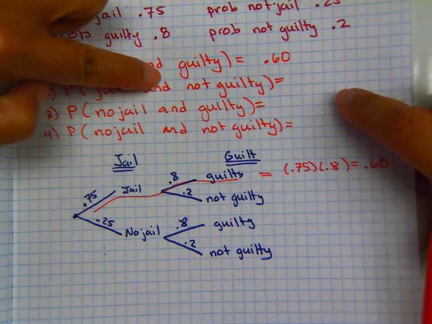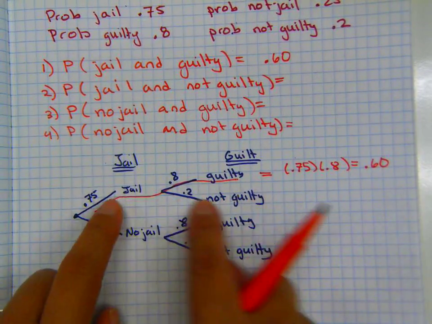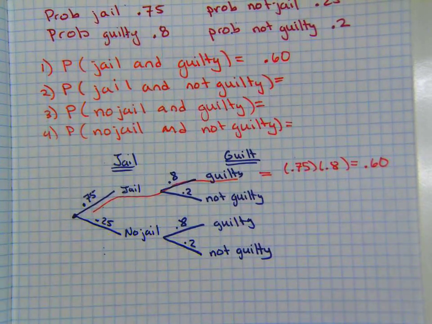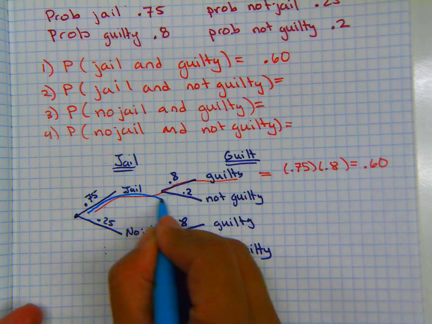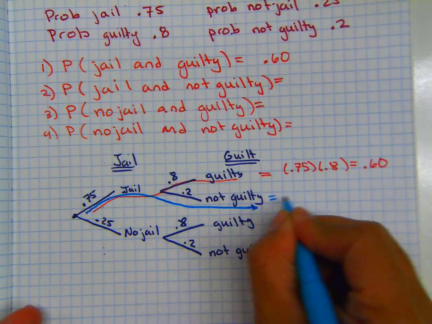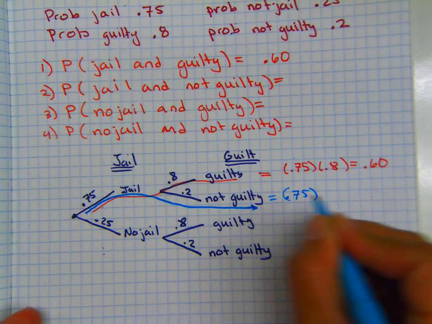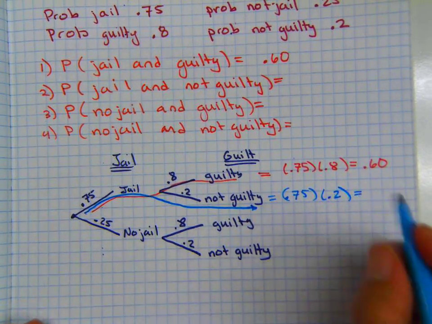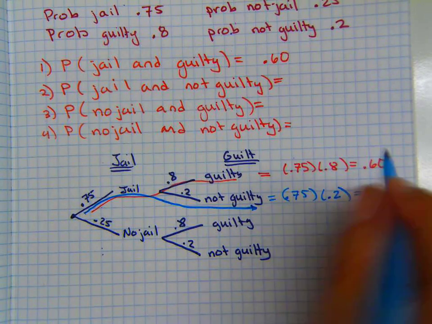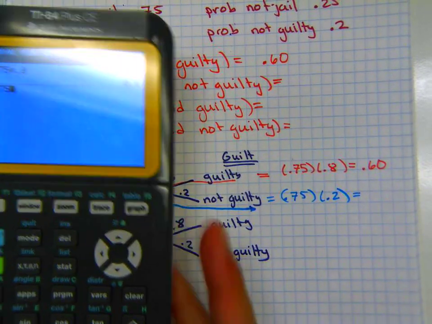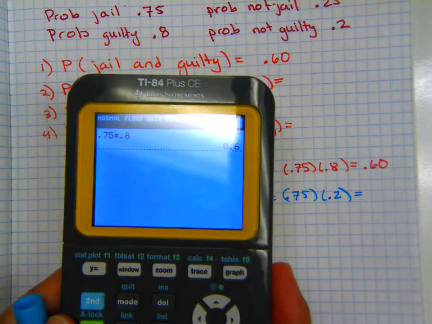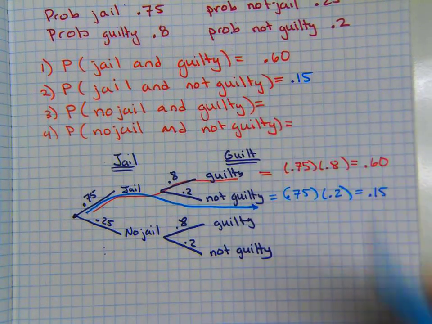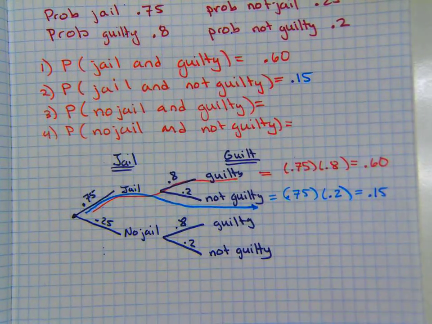Now, jail and not guilty, I just go to jail and not guilty. That's just one pathway as well. Again, I'm going to multiply that pathway together. So it's going to be jail and not guilty, 0.75 times 0.2, is going to equal, let's get a calculator, 0.15. Go ahead and pause the video, and what I'd like you to do is get the other two before I do them for you.